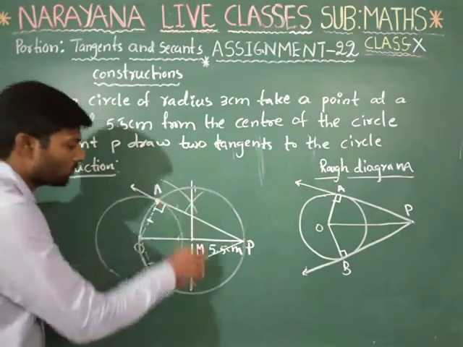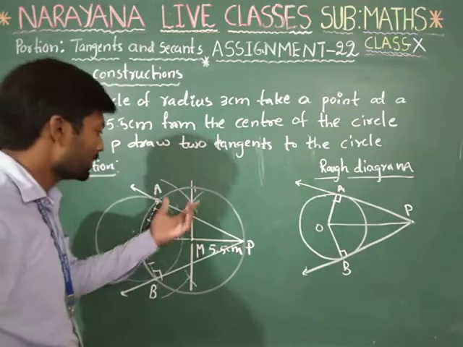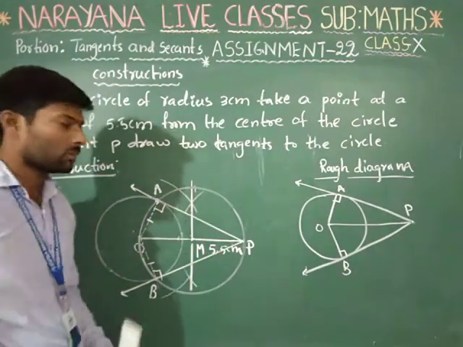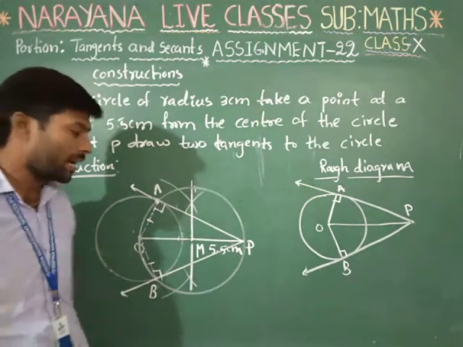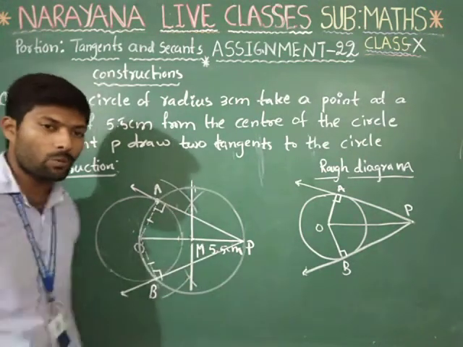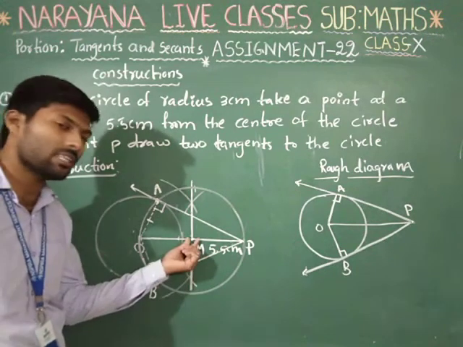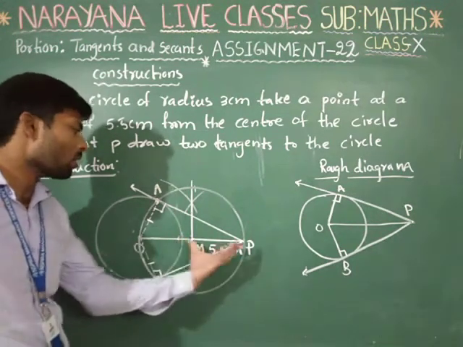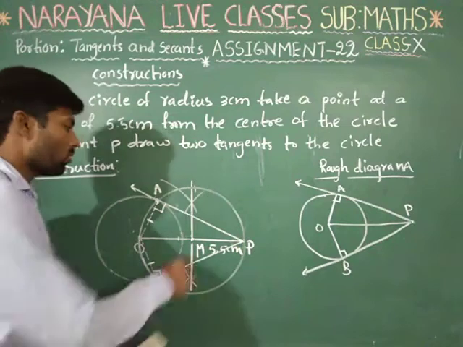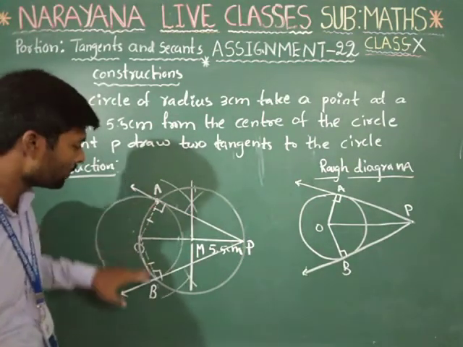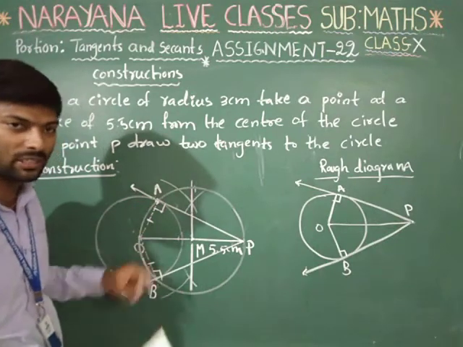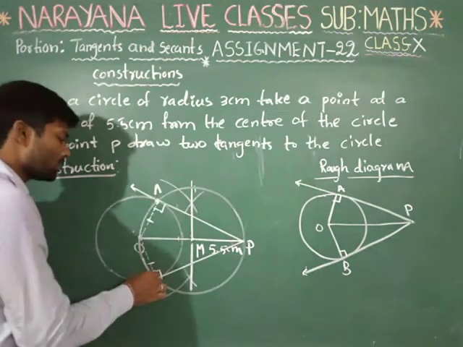Now you have to draw a perpendicular bisector with respect to OP, and from the point of intersection of this perpendicular bisector and OP, let me take it as a midpoint. So by taking M as a center with radius OM or MP, both are the same, draw a circle, and this circle will intersect the first circle at two distinct points. Let me take the points as A as well as B.